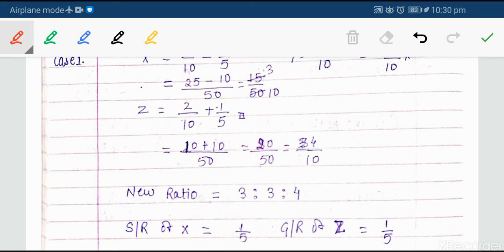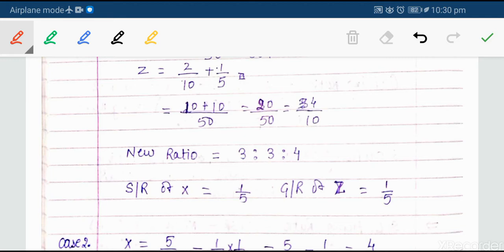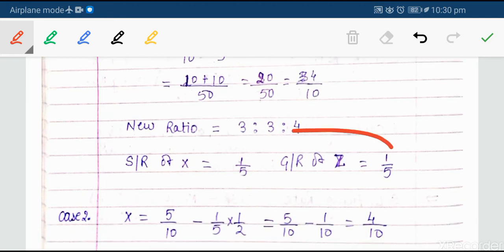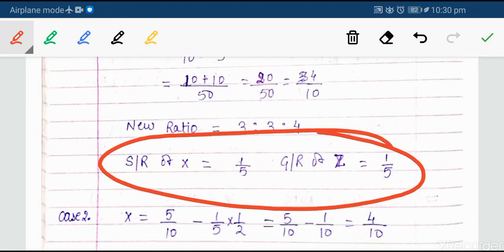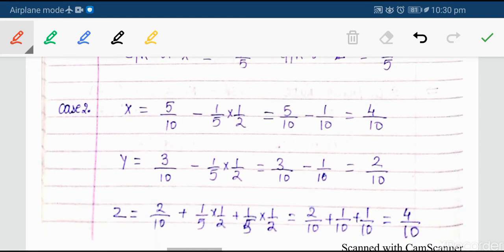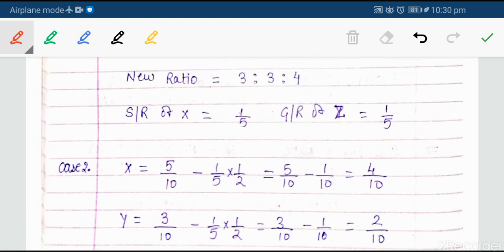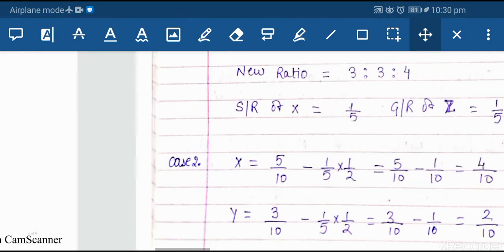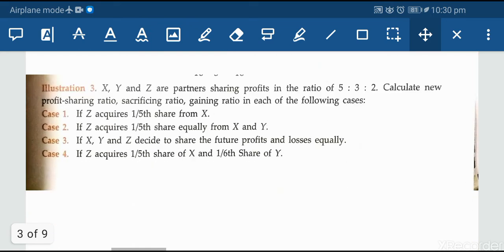This was the very first part. Now we will be moving to another part. Here also I have written that the sacrificing ratio of x is 1 by 5 and the gaining ratio of z is 1 by 5, because the profit sharing ratio of y doesn't change. So now we will be moving to another question, that is the same question, case 2. Same question, but the case number is 2.